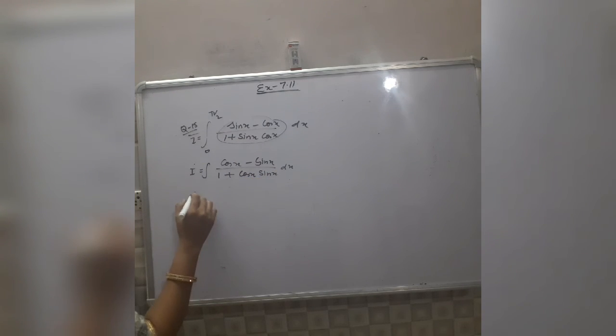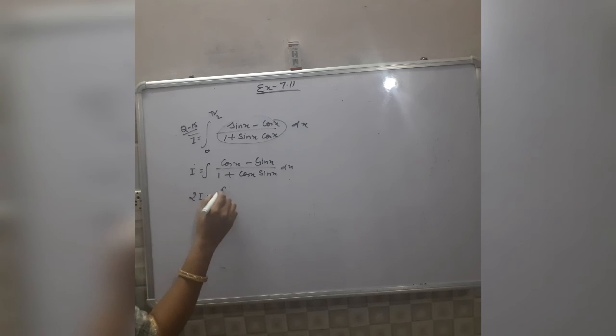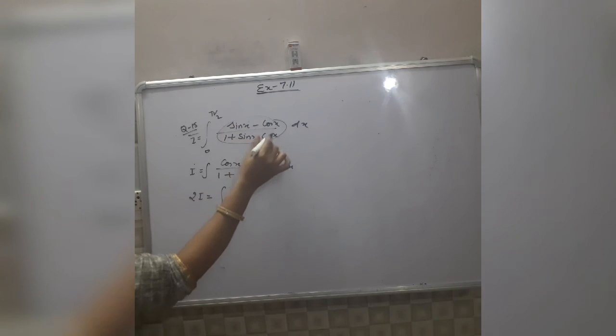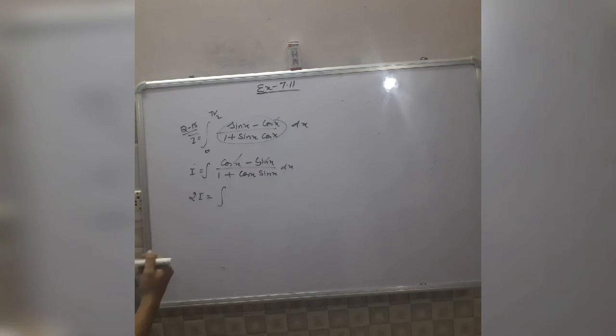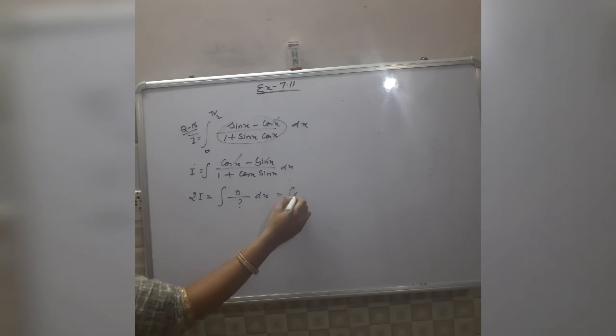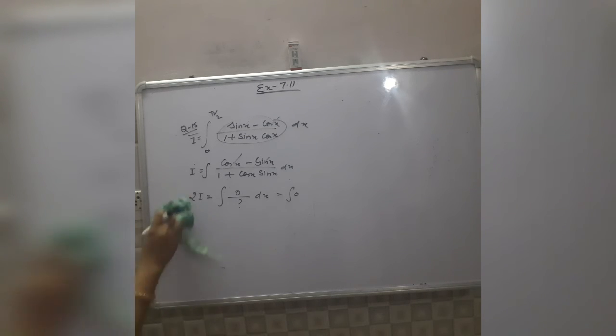Adding these two results, I plus I becomes 2I, and when you add these two, plus sin x is cancelled with minus sin x, and cos x is also cancelled, so you get 0 by some value, meaning it gives you 0, and all of you know that the integration of 0 will be 0. So in this case the answer is 0. This is question number 15.